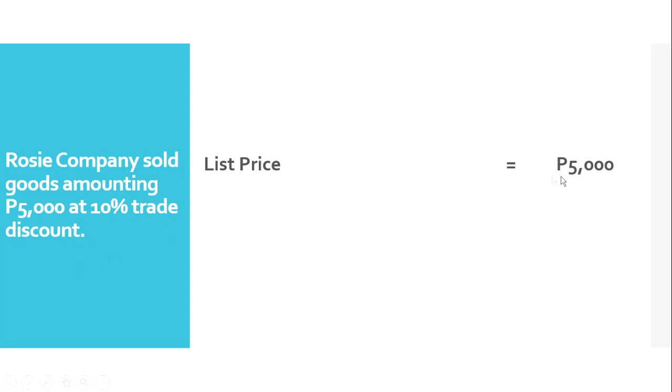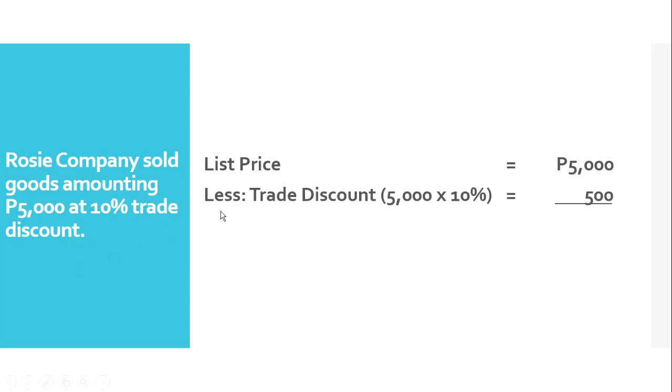Si this price na 5,000, deduct the trade discount, which is 5,000 multiplied by 10%, so that is 500. So, ang invoice price na lang ay 4,500. So, yan lang yung i-record natin, si 4,500.